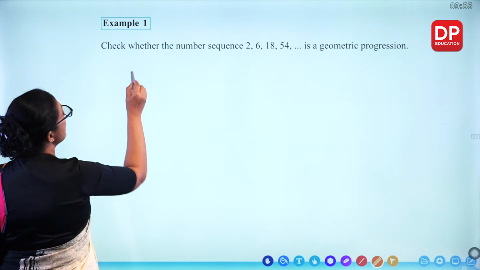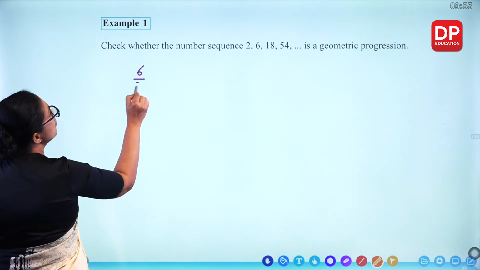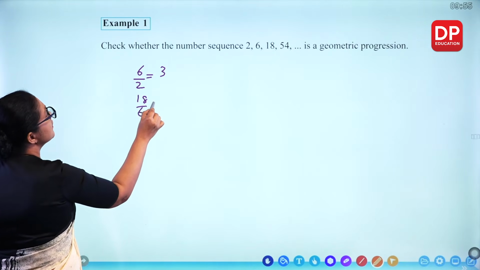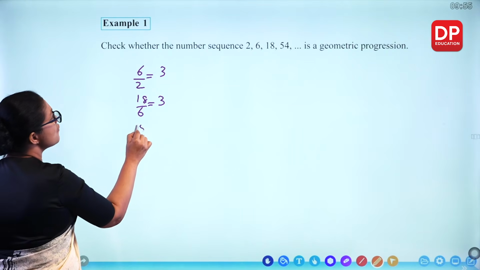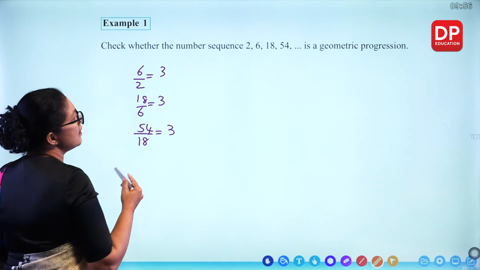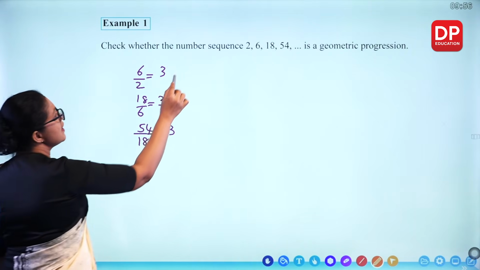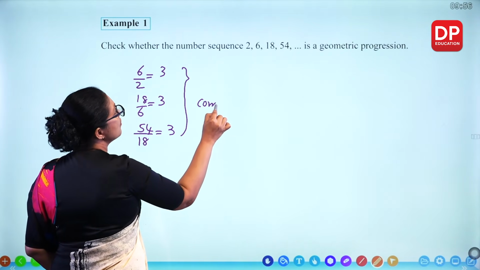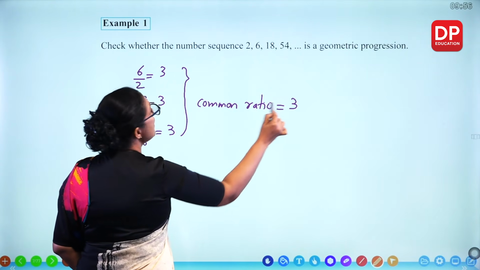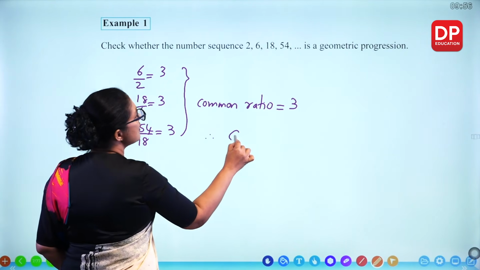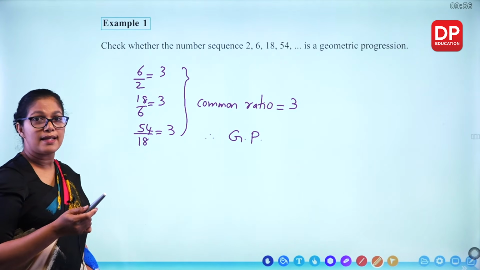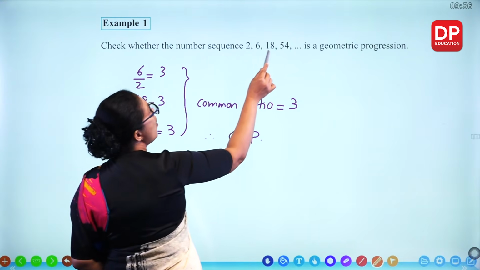So we can check 6 with 2, you get 3. 18 with 6, 3. 54 with 18, that's also 3. So we get common ratio of 3. So therefore, it's a geometric progression. When you are given something like this, you need to check all terms.